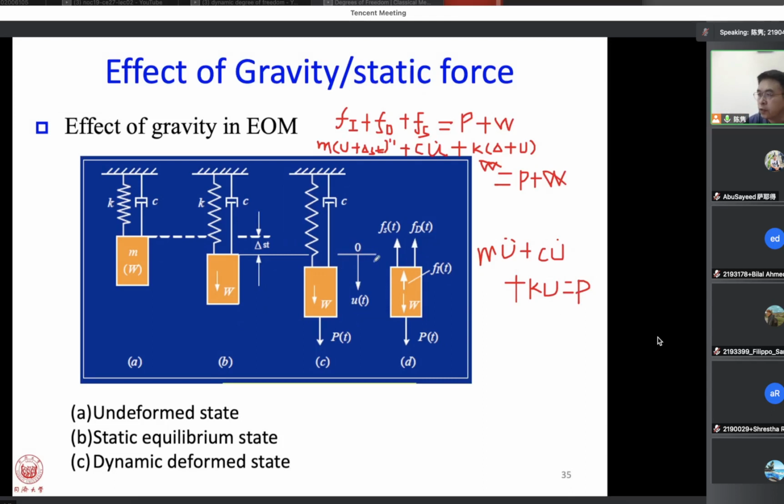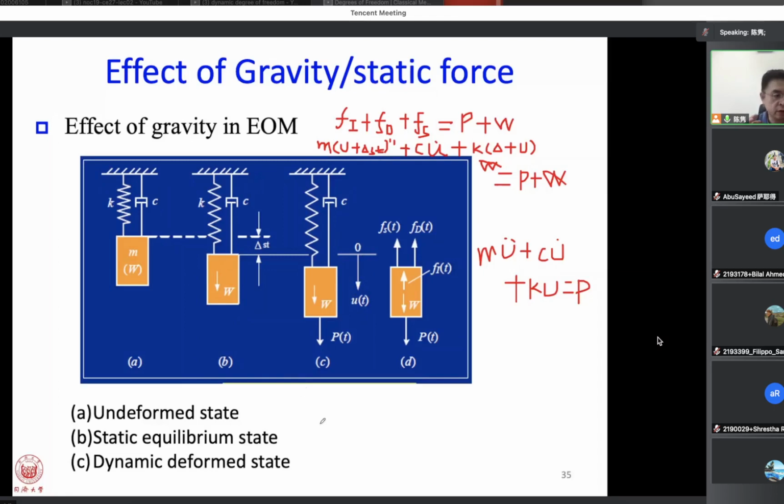if you use the static equilibrium position as a reference position for deriving the equation of motion, you can cancel the gravity force, or you can cancel the static force. This is a very, very useful idea or principle. So you need to use the static equilibrium position.